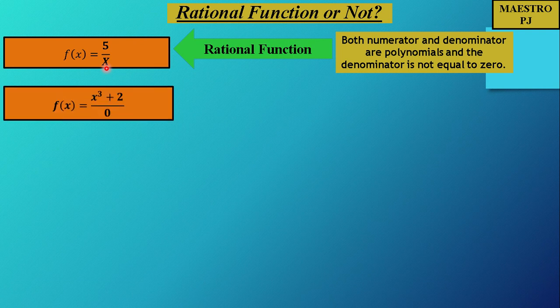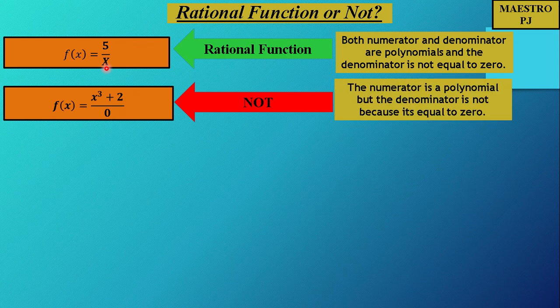Next example, f of x is equal to x cubed plus 2 divided by 0. Rational function or not? It's not a rational function. Obviously, because the denominator is equal to 0. That will make the function undefined. Although the numerator is a polynomial, but the denominator is equal to 0. Kaya siya hindi rational function.